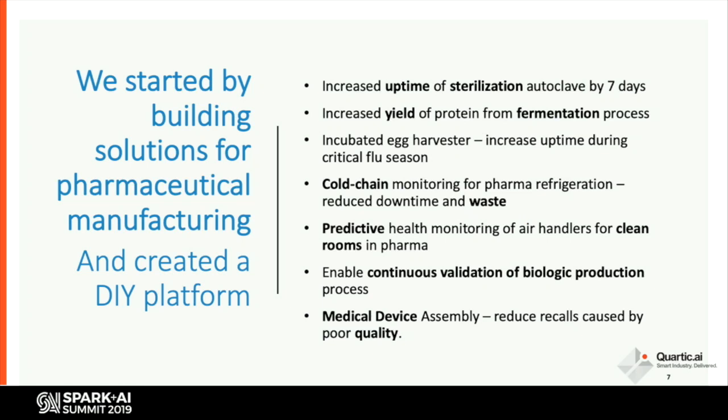So we started by building solutions for pharmaceutical manufacturing and created a DIY platform because, like I said, the true power of an AI application is when AI is combined together with the subject matter expert. These are some of the use cases that we have done, and I'll dive deeper into the first use case, which is increasing the uptime of a sterilization autoclave by about a week.